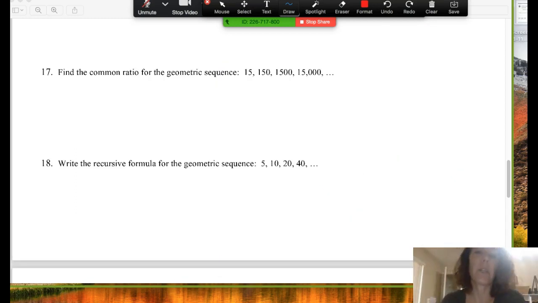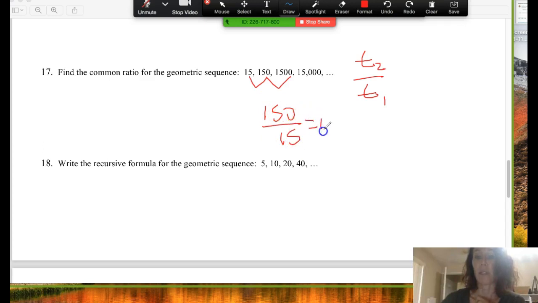All right, find the common ratio for the geometric sequence 15, 150, 1500. I can see here it's going to be a multiplier of 10, but to figure out the common ratio, how do we get from here to here? How do we get from here to here? You're going to take your second term and divide it by the first term, because the opposite of a multiplier would be divide. So you would just go 150 and divide by 15. Well, 150 divided by 15 is 10.